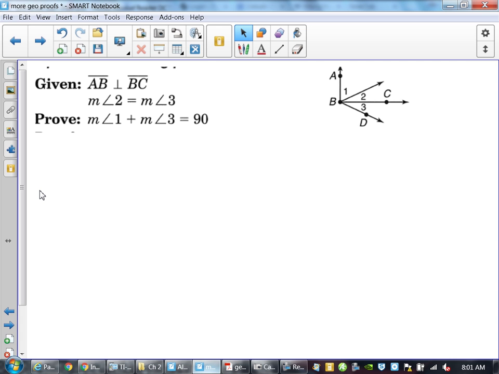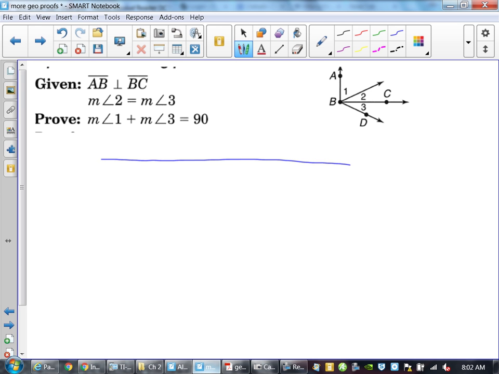We have 3. So I think we had our right angles, yeah. Okay. So we have AB is perpendicular to BC. Angles 2 and 3 are equal, and angle 1 plus angle 3 has to equal 90. So we start with the given.